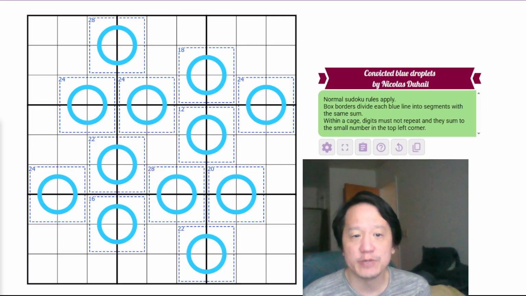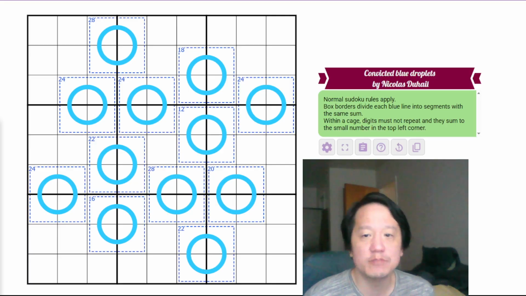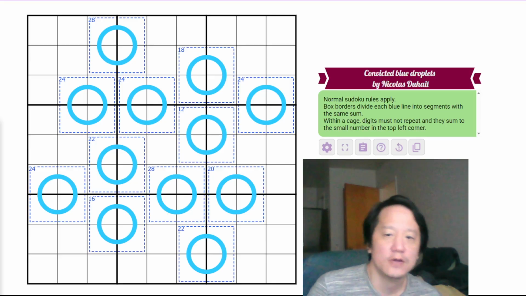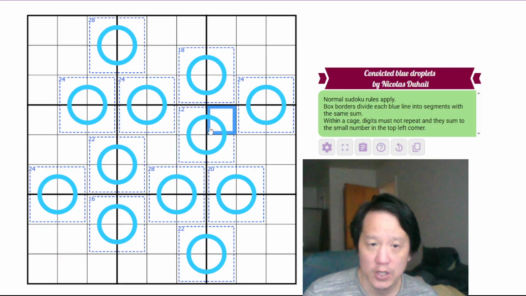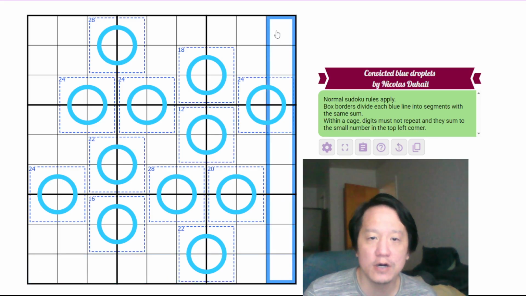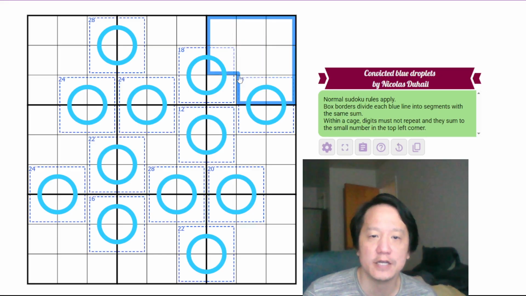Today's very easy puzzle is called Convicted Blue Droplets by Nicholas Duhale. And here are the rules. Normal Sudoku rules apply, which means in every cell in the grid, place a single digit from 1 through 9 such that there are no repeats in any row, column, or designated 9-cell region.